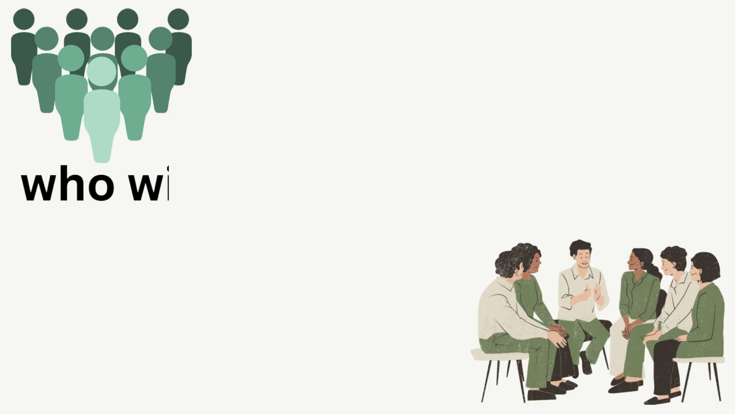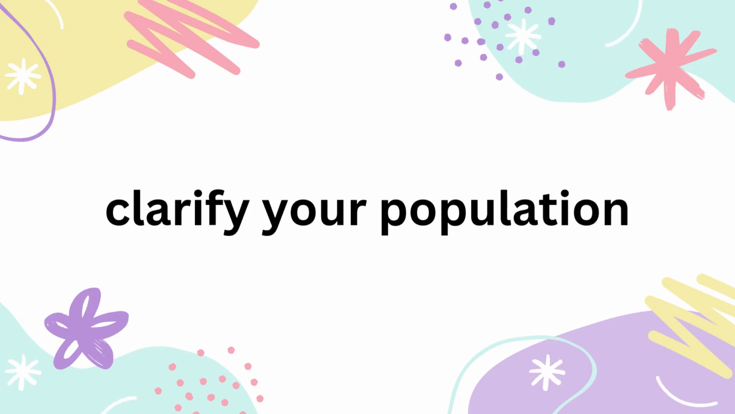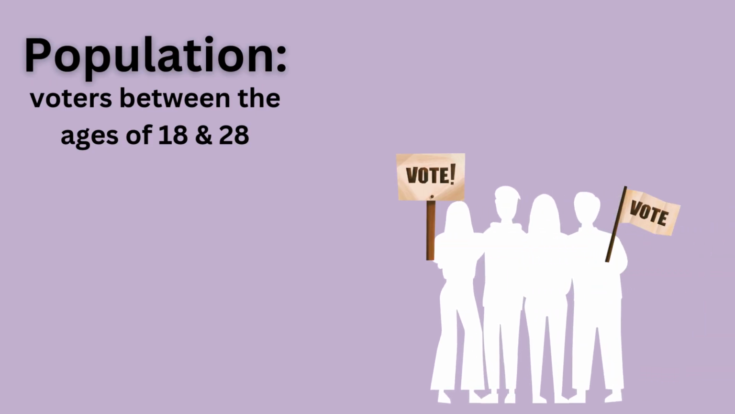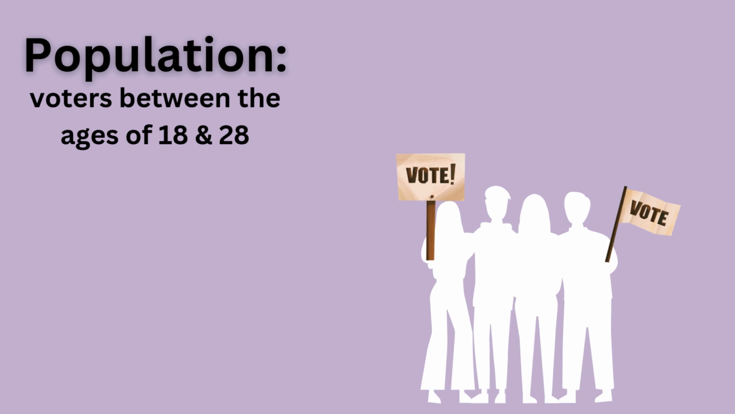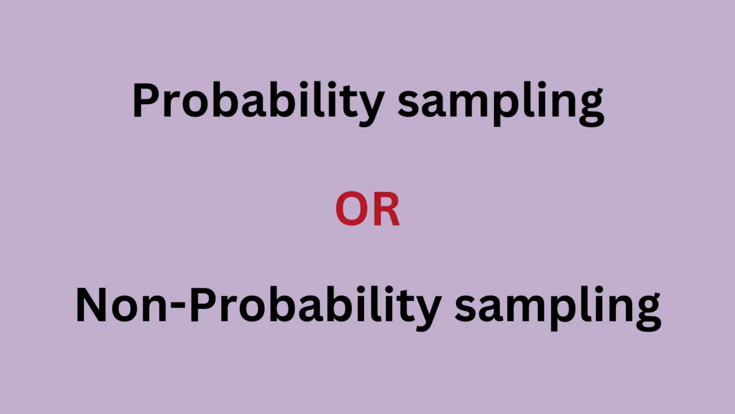The next step should be determining who will you ask the questions to. To accurately do this, you must first clarify your population. For the example I gave earlier, the population I would be studying would be voters between the ages of 18 and 28. When you have a clear definition of your population, you can choose a smaller sample through either probability sampling or non-probability sampling. We will get to the difference between the two in the next course.